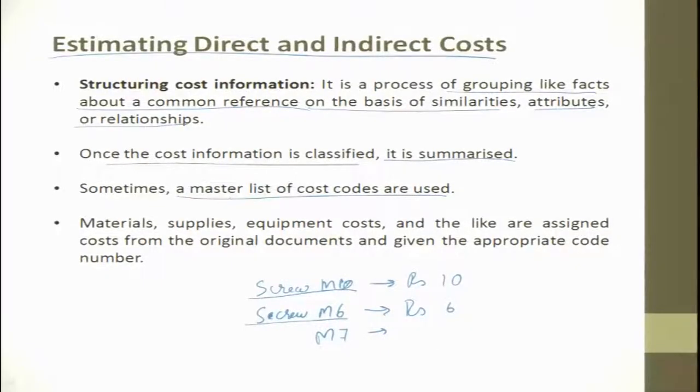So a master list of cost codes is available. Apart from that, you always see a price listing given for several products in a manual or on websites. These are nothing but master lists of cost codings which are used. Materials, supplies, equipment cost and the like are assigned costs from the original documents, with the appropriate code numbers. For example, when you go to buy a pizza in a shop, each pizza has a code number. They just punch the code number, and then you see the rest of the cost coming up.